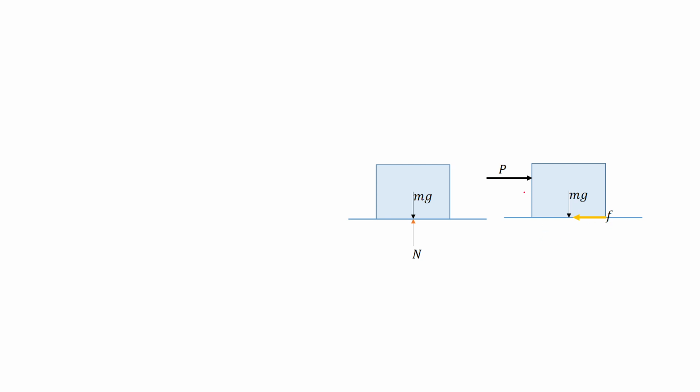Now this P and F will balance the horizontal force. In order to balance this vertical force, if we show the normal reaction passing through the center of mass, then mg and N are collinear forces, so their net torque will be 0. This P and F will produce a couple moment, or a net torque of P into D or F into D, and the body will not be in equilibrium position.